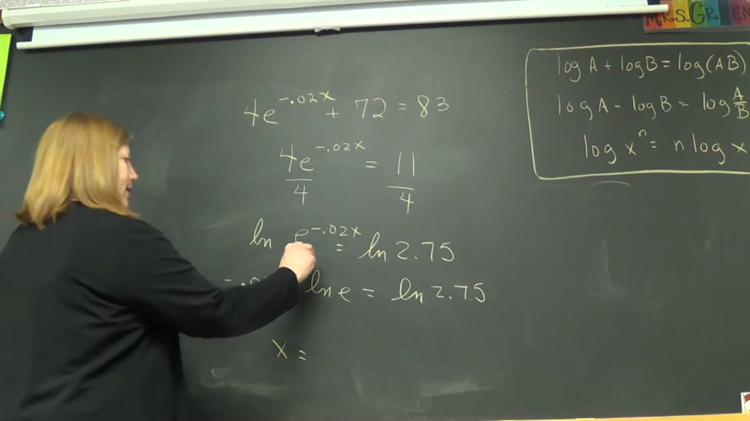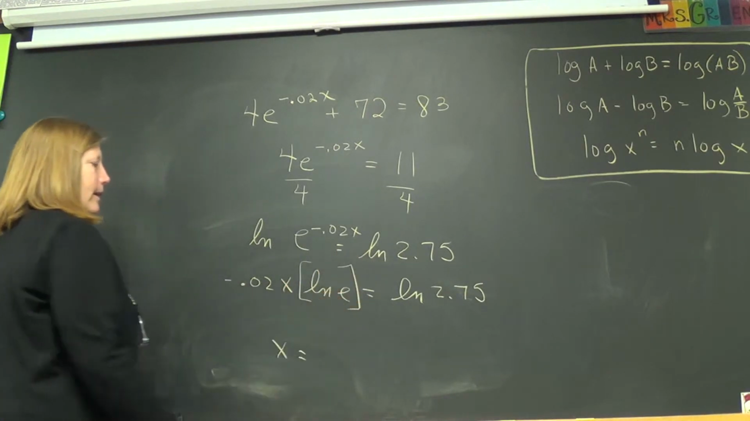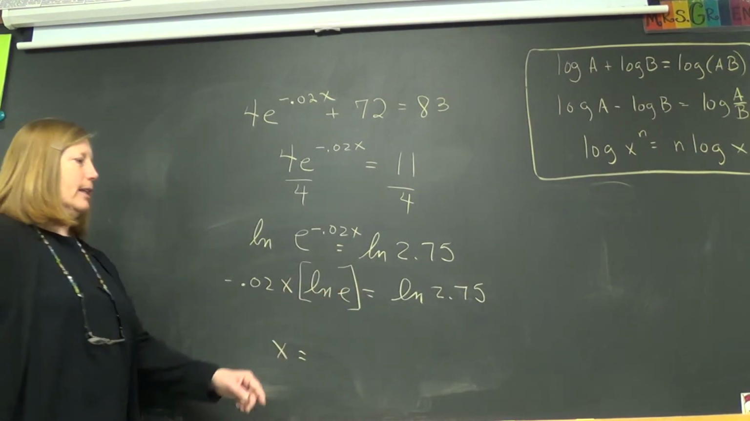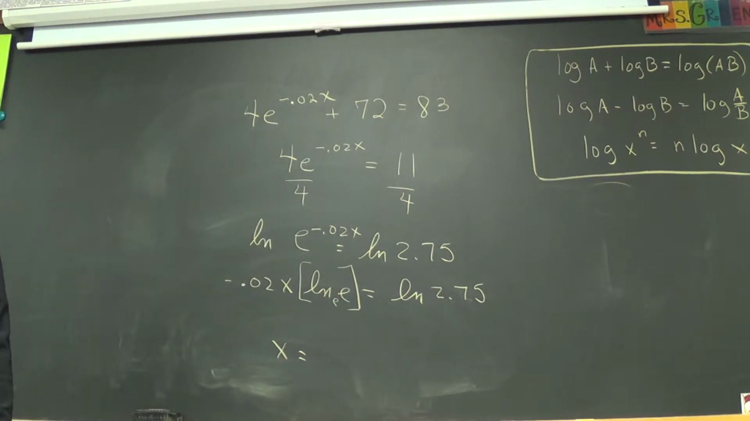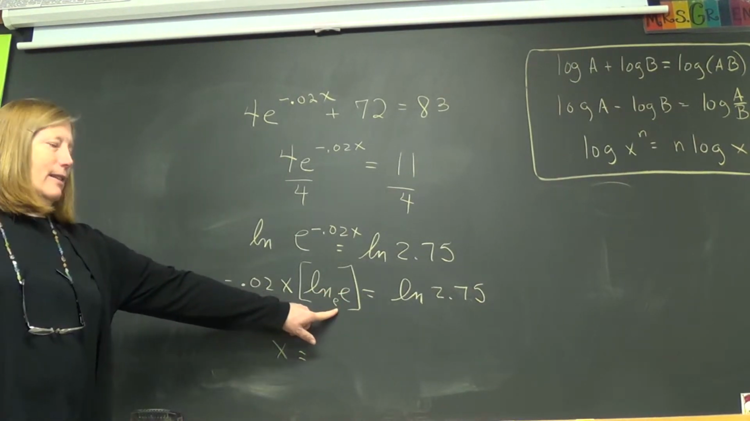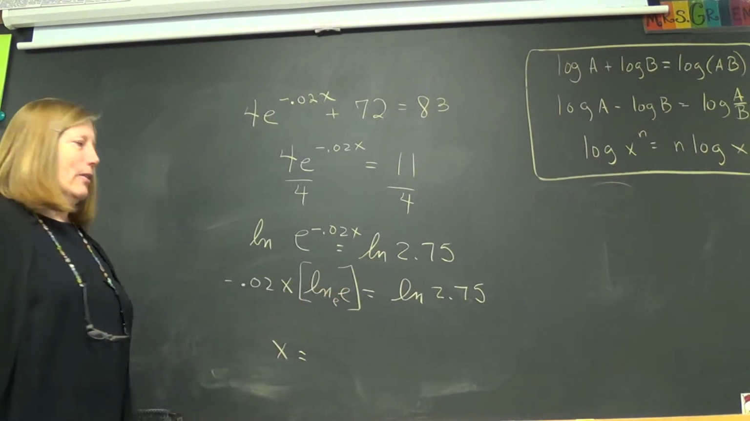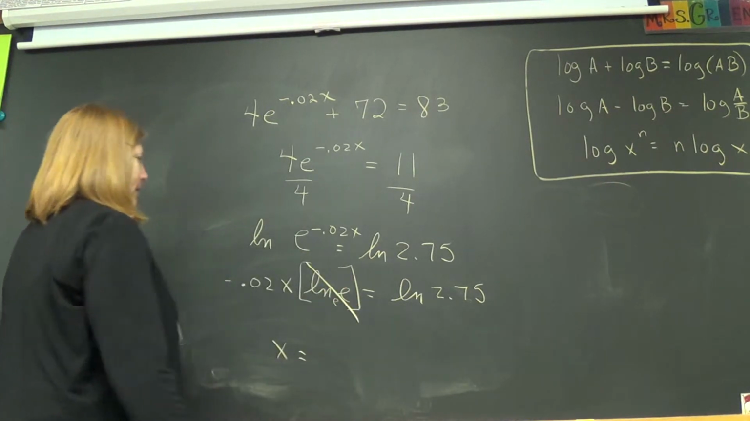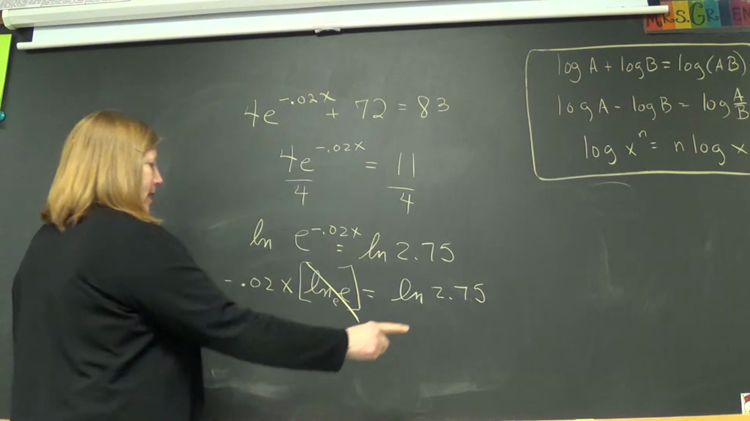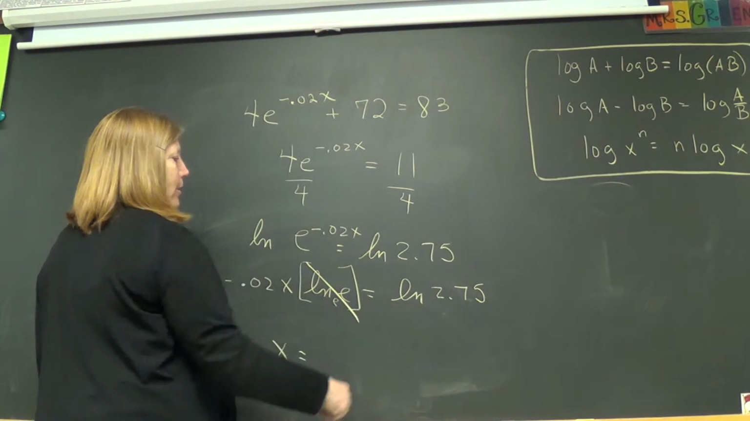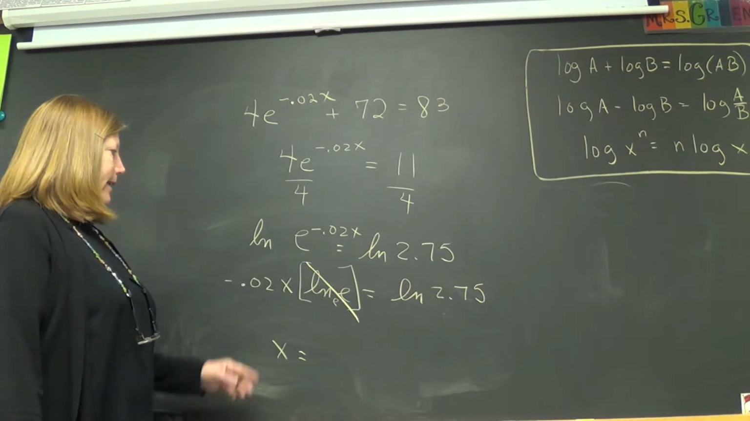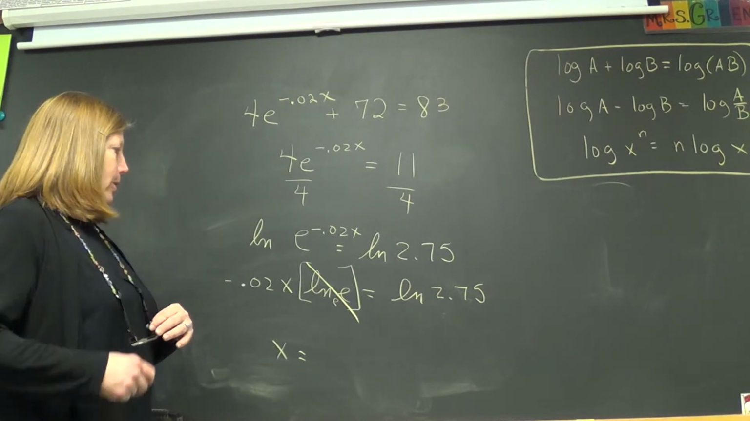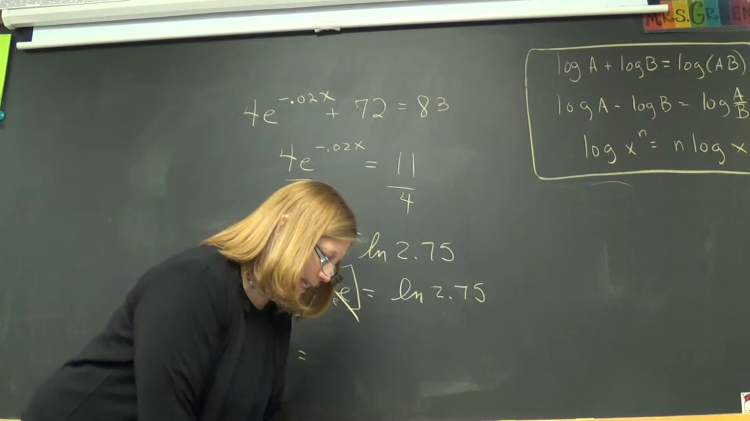This is a magic spot right here. Molly, what is ln of e? Because that's base e. Isn't that just 1? Yeah, it's what exponent do I give this e to get that e. So do you notice this can just go away? It's a 1. So now all I need to know is what is ln of 2.75 and divide it by negative 0.02. Tell me what you finally get.